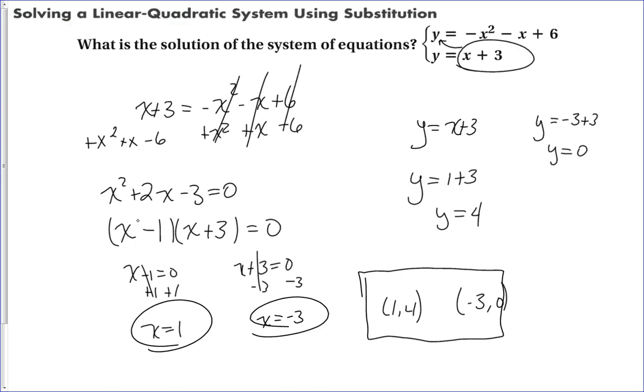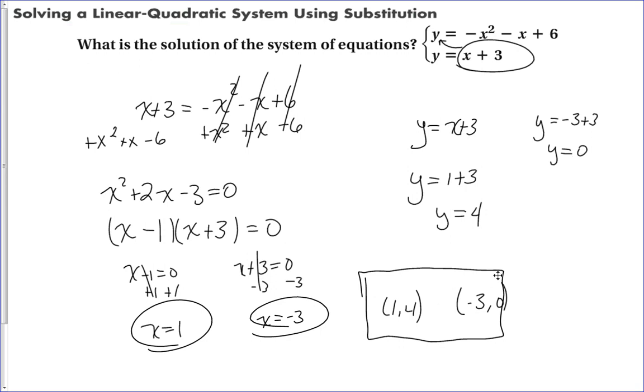So we moved everything over. We have x squared plus 2x minus 3 equals 0. We then factored that, set each factor equal to 0, and we found the x coordinates of our solution points. Then we took our simpler equation, because it doesn't matter which one you pick, they're both going to give you the same number at these two points. So pick the simpler one, y equals x plus 3, and plug in the first x value, which is 1. 1 plus 3 is 4. Plug in the second, which is -3. -3 plus 3 is 0. And then those are your two solution points.